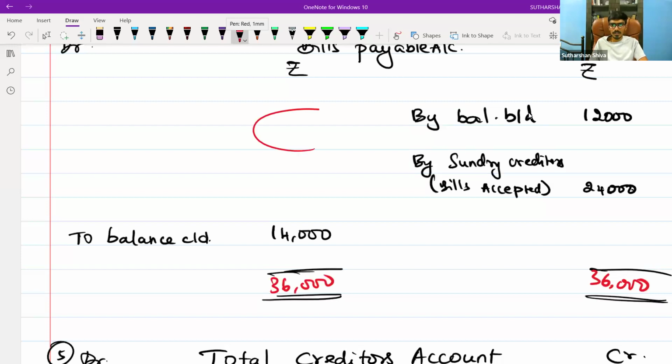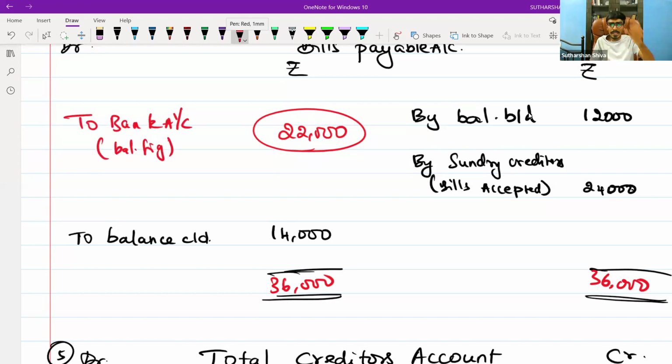It is 36,000, and the balance which I get is 22,000. Even if you came across bills payable, how much I paid the bills, that is not there. So it should be transferred to the bank account. From the bank account, I am getting the money and I am paying it. That's the understanding of this balancing figure.